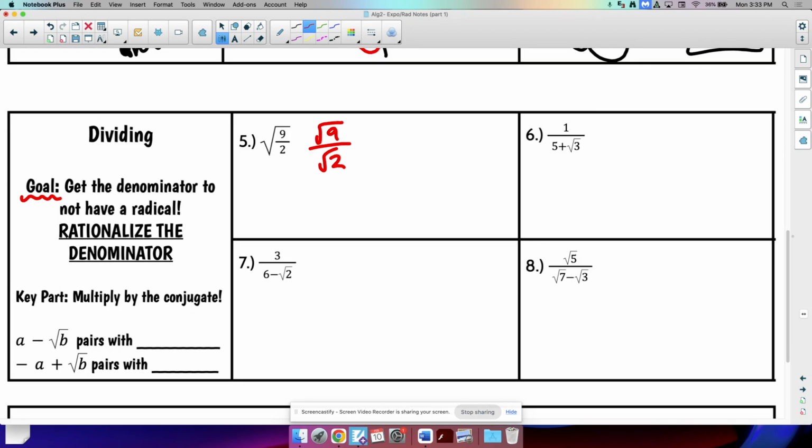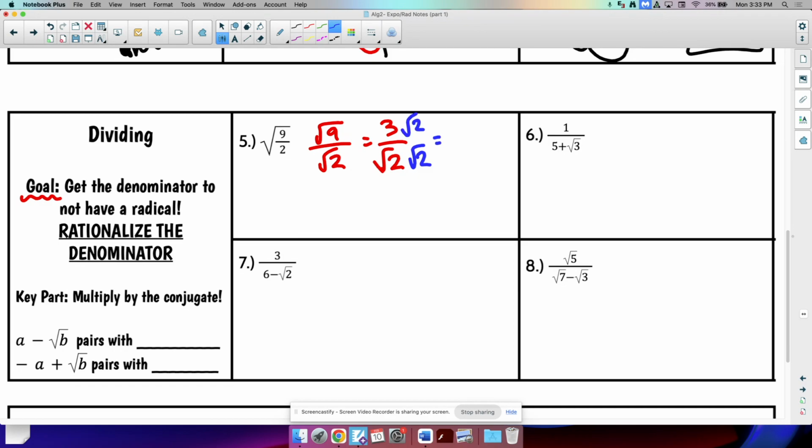Okay, so the square root of 9 is 3. Square root of 2, we can't take the square root of 2. So what we need to do is think about what could I multiply by to make it be a perfect square? Well, I could multiply by the square root of 2. If you ever take a square root by itself, it's going to end up being a perfect square because 2 times 2, by definition, is a perfect square.